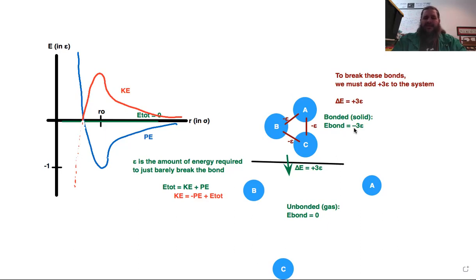So in any bonded state, solid or liquid, bond energy will be a negative value. In the gas phase, an unbonded state, bond energy will be 0. Delta energy could be positive or negative depending on which direction you're going. So going from bonded to unbonded, you're adding energy. Going from unbonded back to bonded, you're removing energy. But in general, in any bonded state, E bond will have a negative value, typically negative some number times epsilon. Any questions on that so far?